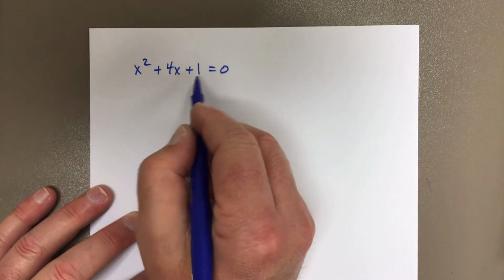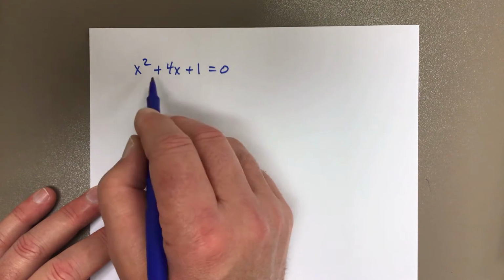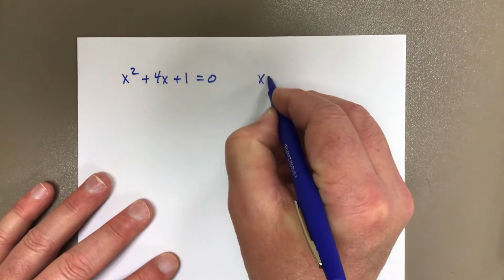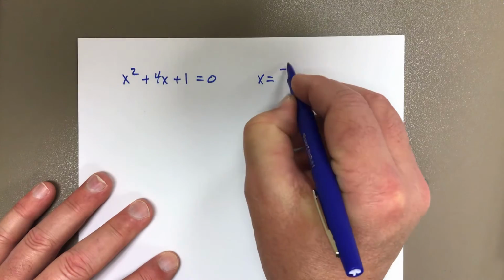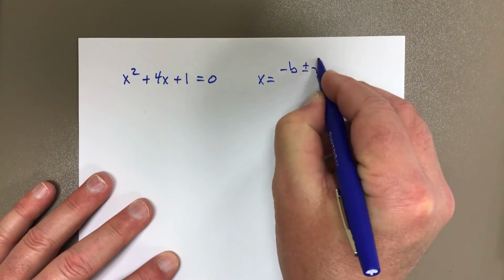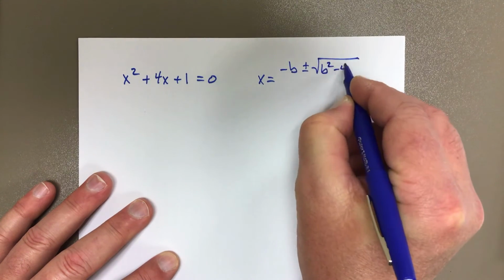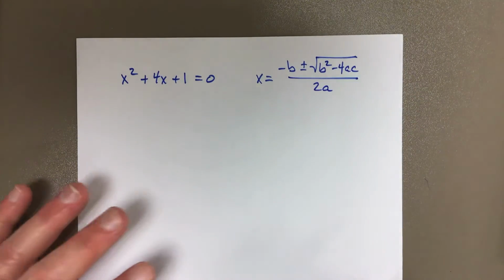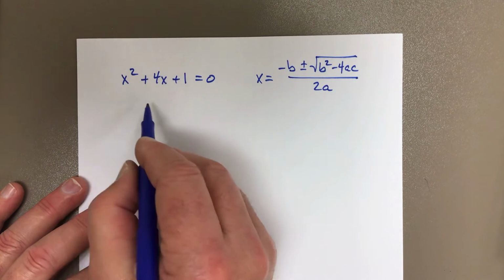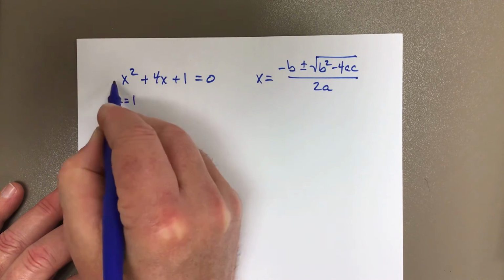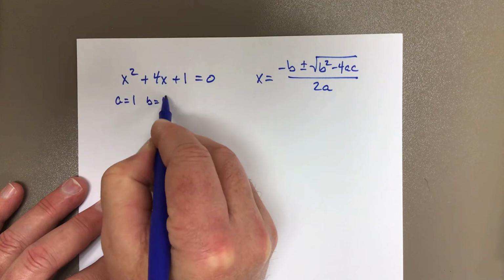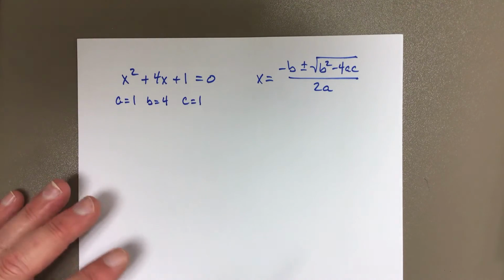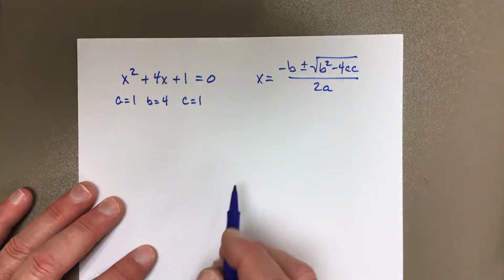Are there two numbers that we multiply together to get 1 that add up to 4? No. So that means we're gonna need the quadratic formula. It's the opposite of b plus or minus the square root of b squared minus 4ac, all over 2a. That's what we're looking for. All right, let's identify a, b, and c. A is 1, b is 4, and c is 1. All right, let's substitute this information in here.